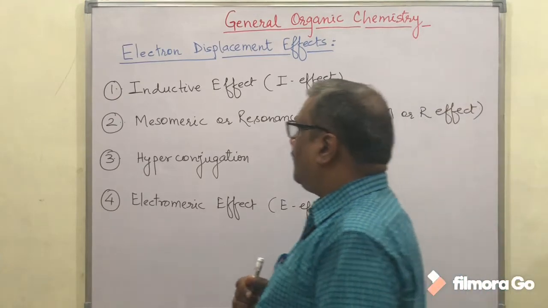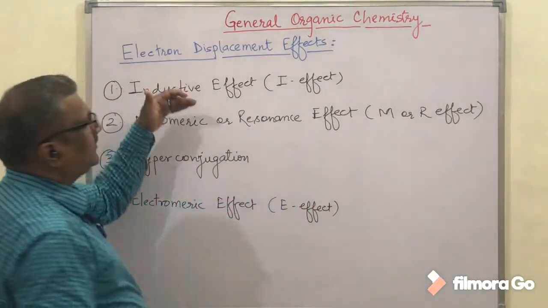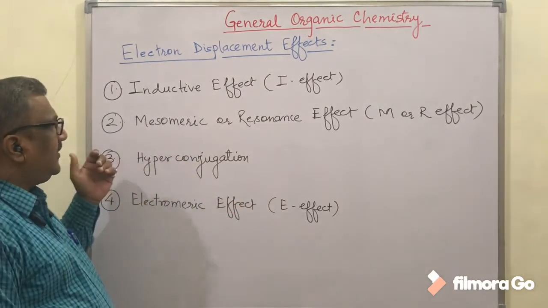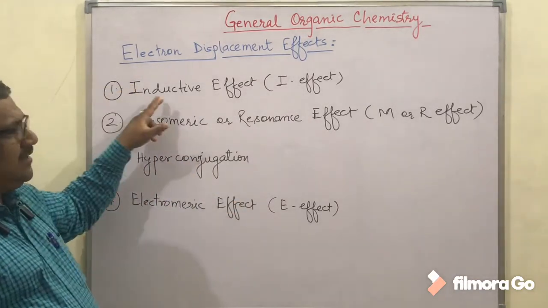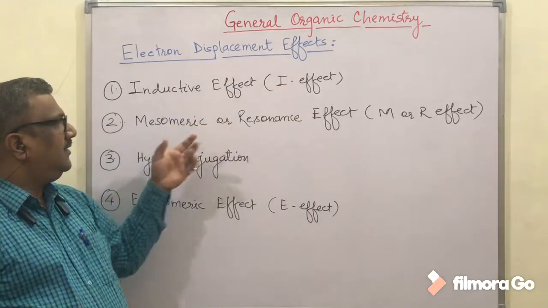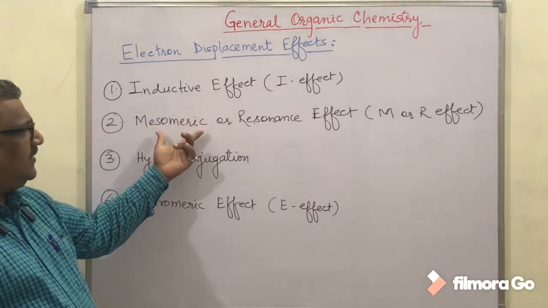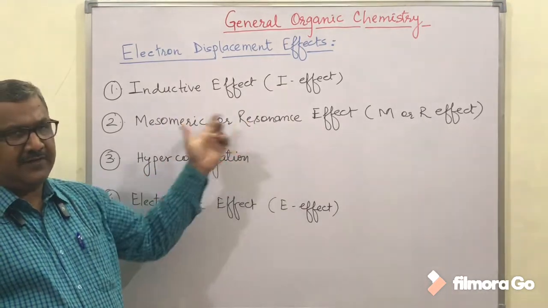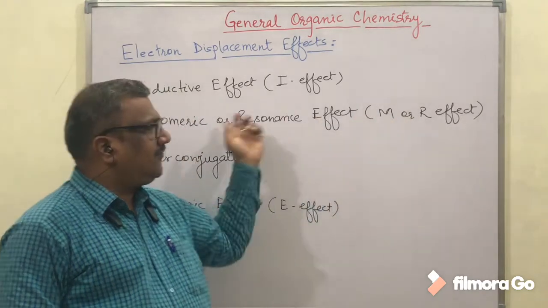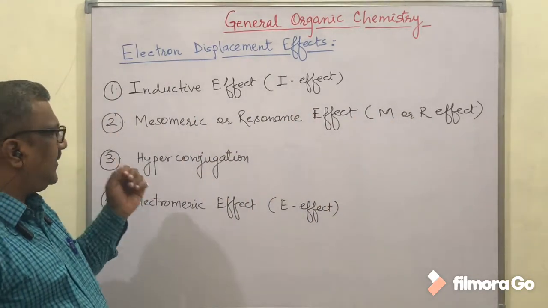There are four types of electron displacement effects which we have to study. Namely, the inductive effect, which we call the I effect in short. The second one is the mesomeric effect, also called the resonance effect. In short, we call it the M effect or R effect, the short forms of mesomeric and resonance effect.